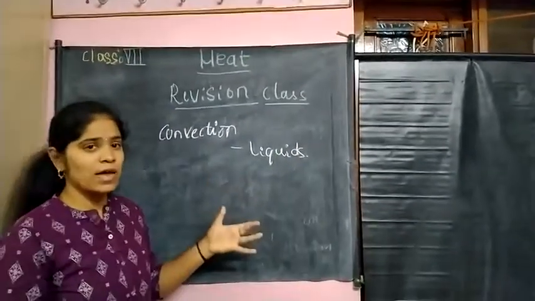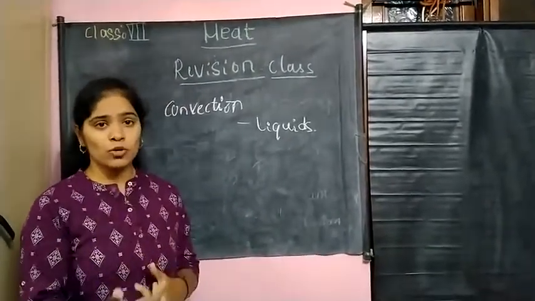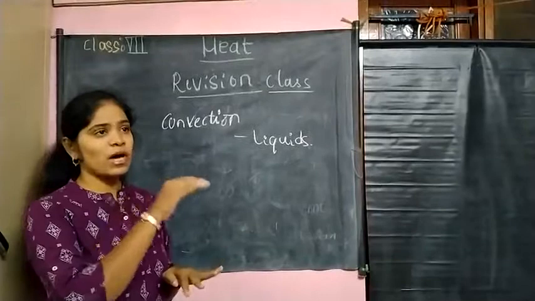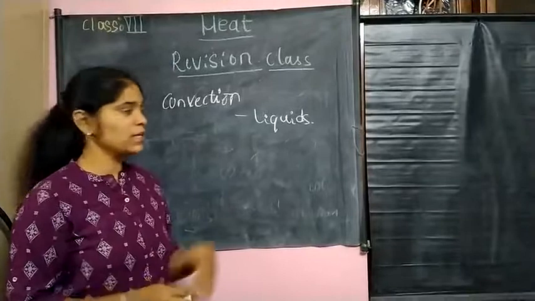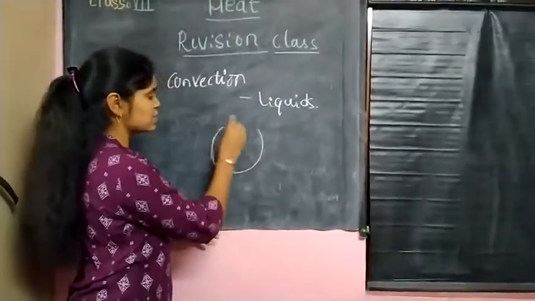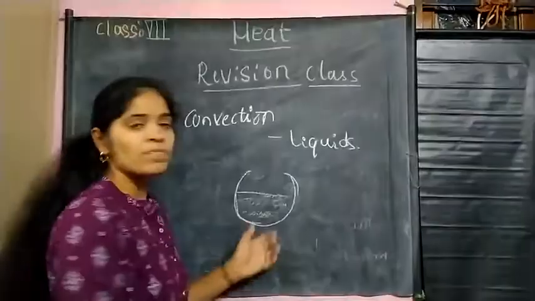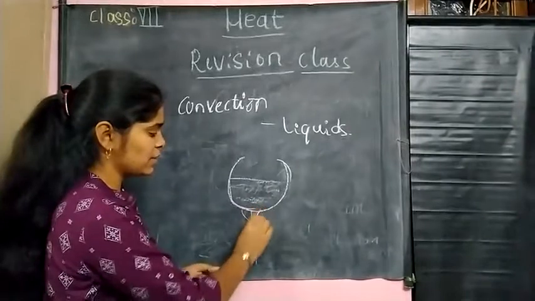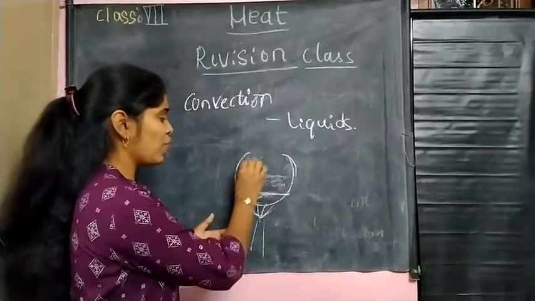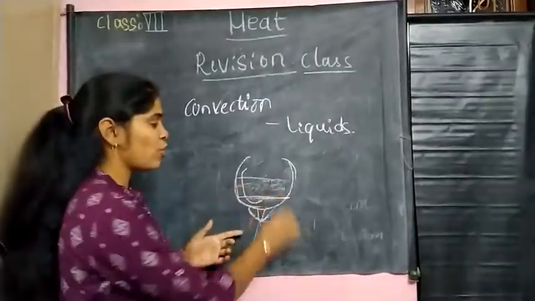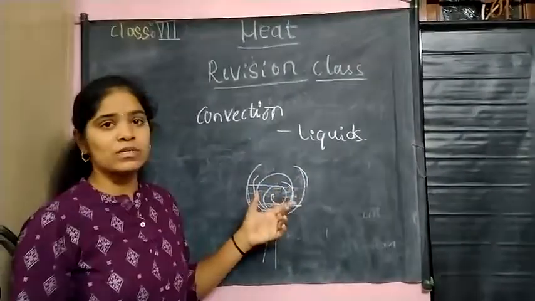Here the transfer of heat takes place within the molecules, from the lower end of the molecules to the higher end. If we consider a pan with some water in it, when you start to heat the pan, the lower molecules will be heated first, then they will move upwards, and the molecules which are not heated will come downwards. So here the transfer of heat takes place continuously.